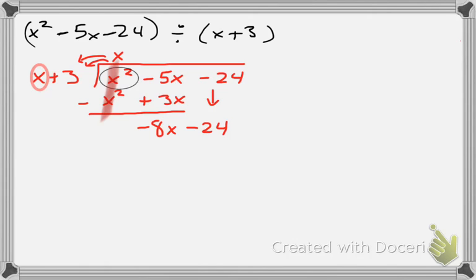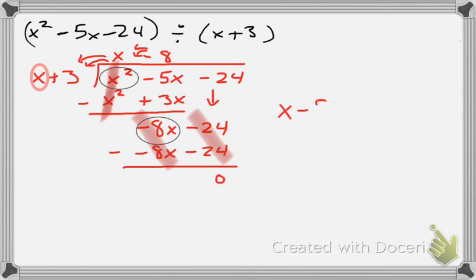X times what is negative 8x? Negative 8. So I distribute negative 8 through the x plus 3. Negative 8 times x is negative 8x. And negative 8 times 3 is negative 24. And I'm going to get 0 as a remainder. So the answer is x minus 8.